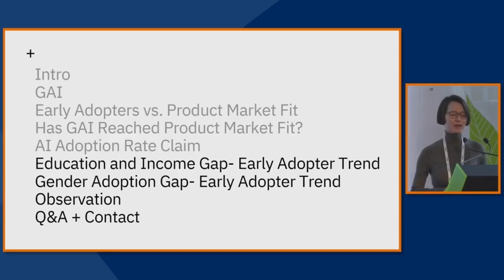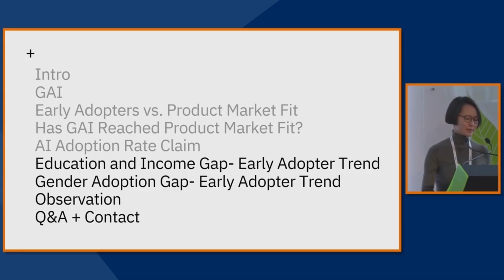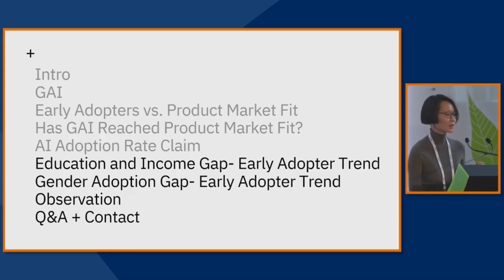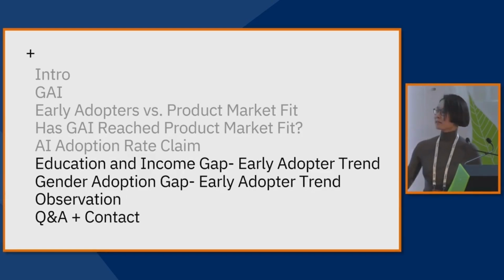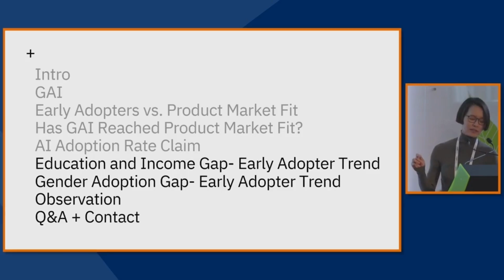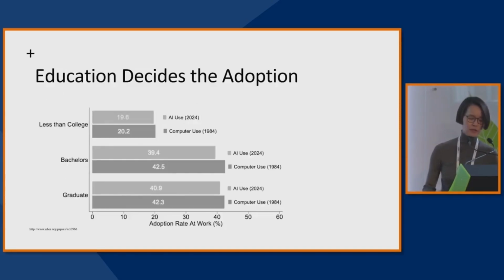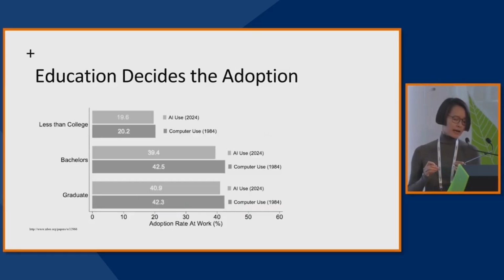Now that we have gone through and understood what might be a more realistic adoption rate, let's talk about the behavior and the trend among these early adopters. There are a few segmentations that I would like to go through with you. One is the education and income group, and the next one is the adopter trend between different genders. Let's start with education.